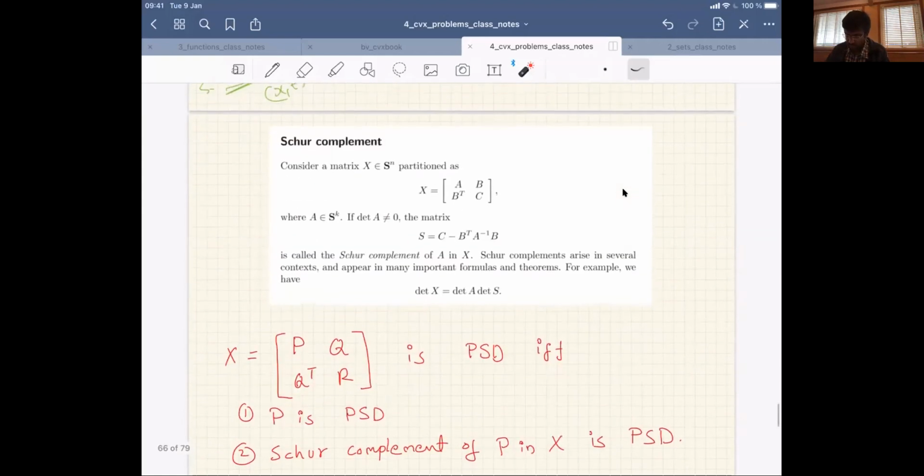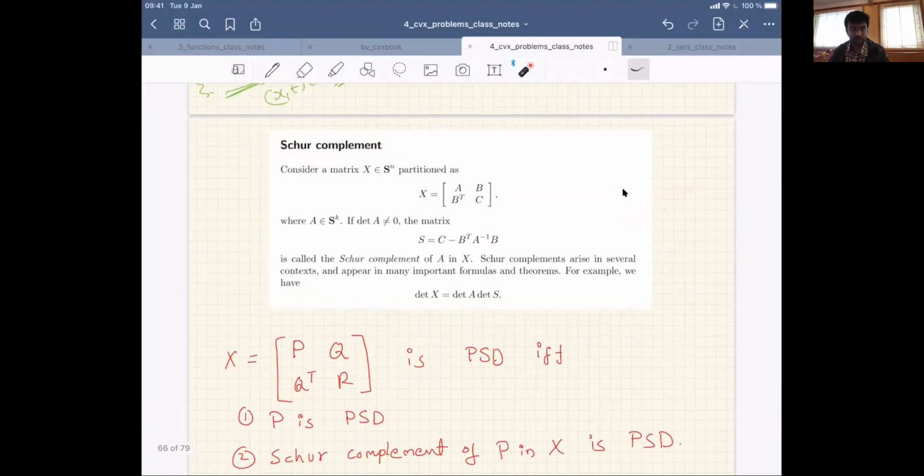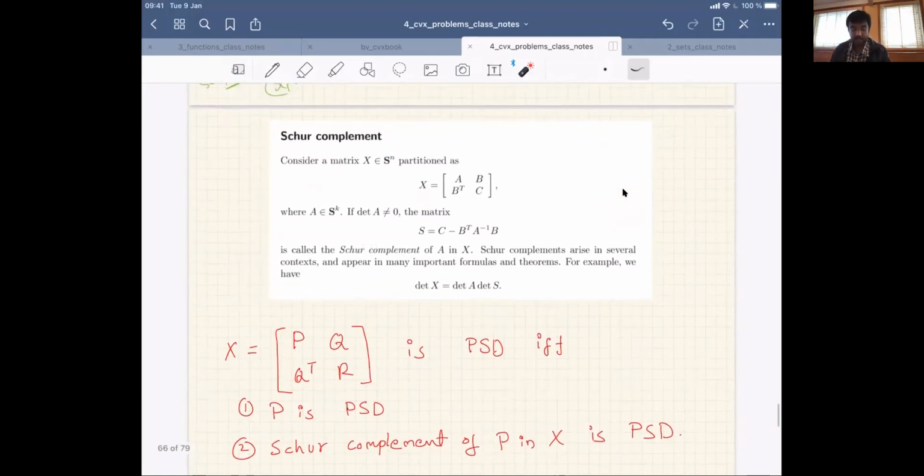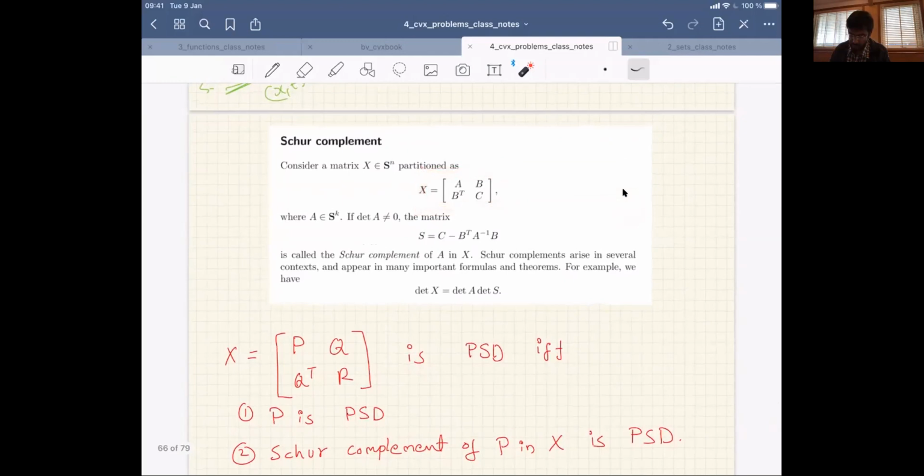For that, you have to revise this concept. We already saw the Schur complement. You have a matrix X in this form, A, B transpose, C. So X is a symmetric matrix, and A has to be symmetric. Then the Schur complement of A in X is defined as C minus B transpose A inverse B. This is how it's defined.